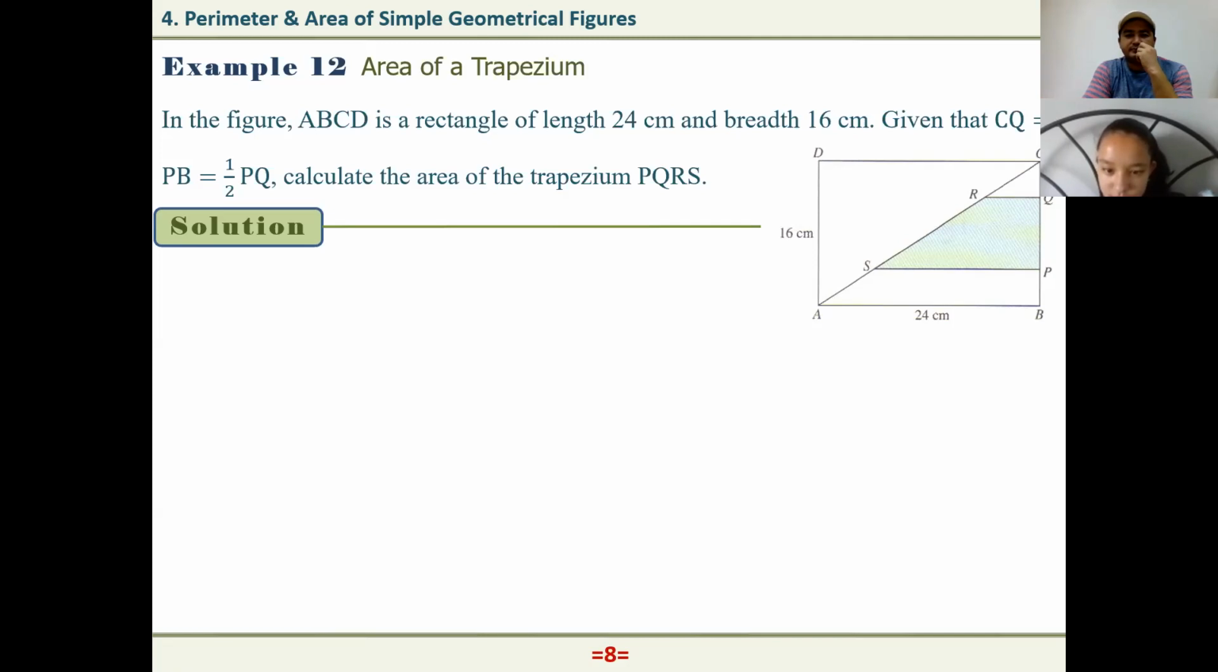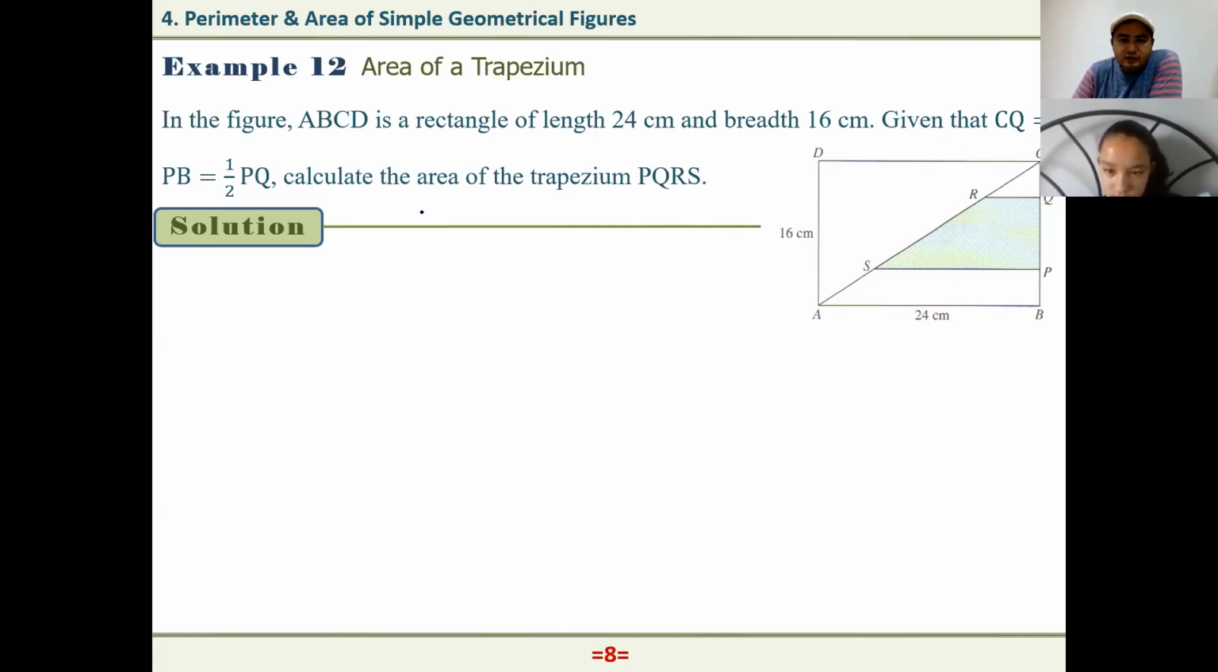Can you solve it? So we have to find the area of the shaded part, right? Yeah. How do you find it? What does it look like actually? First question is, what does it look like? The shaded region, the shaded area. A trapezoid. Trapezium. Oh, trapezium. It's a trapezium, right? Because this side is parallel to this side. In the figure ABCD is a rectangle of length 24. Okay, that is 24, and breadth is 16. All right, we got it.